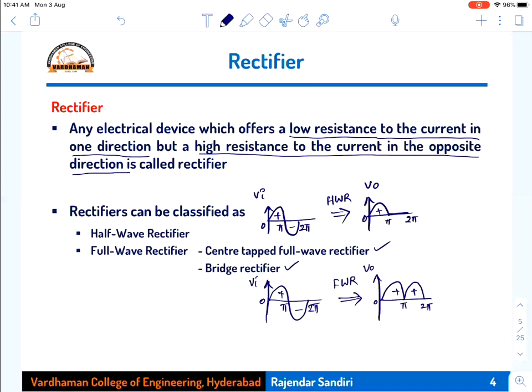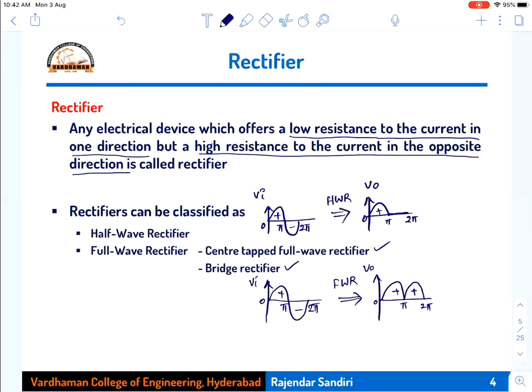Center tapped full wave rectifier consists of two diodes, but the transformer is a center tapped transformer, where the secondary winding is converted into two portions by connecting the middle of the secondary winding to the ground. Okay, we will see how the construction is later. Now this classification, half wave rectifier, full wave rectifier. Now we will go deep into the half wave rectifier, and we will see what a half wave rectifier is, its circuit diagram, its operation, and characteristics.